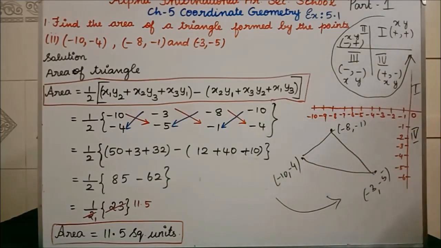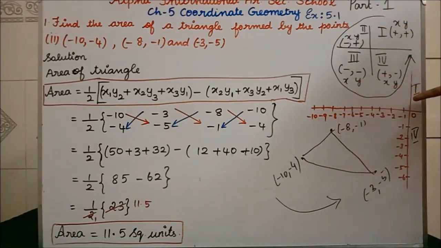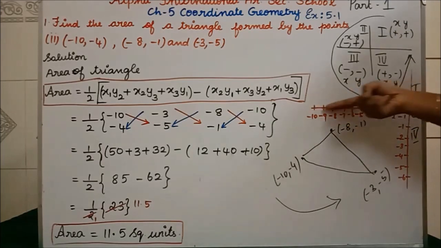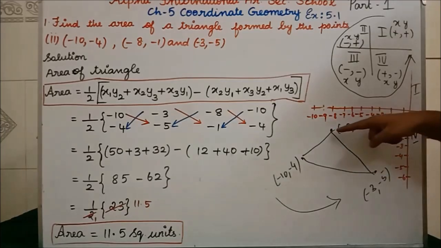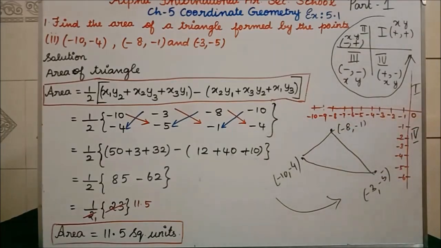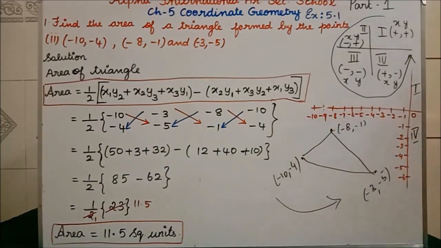The second point is what? Minus 8, minus 1. On the x-axis, minus 8. The first number you have to see on the x-axis. This is our x-axis, and this is our y-axis. So minus 8, and on the y-axis, minus 1. Straight away you have to keep the dot. And minus 3, minus 5. Minus 3 is here, then minus 5 is here. So we have plotted. After plotting, we have to take the points in the anti-clockwise direction only.